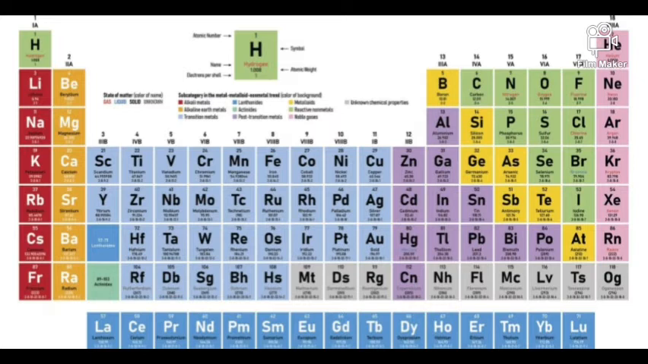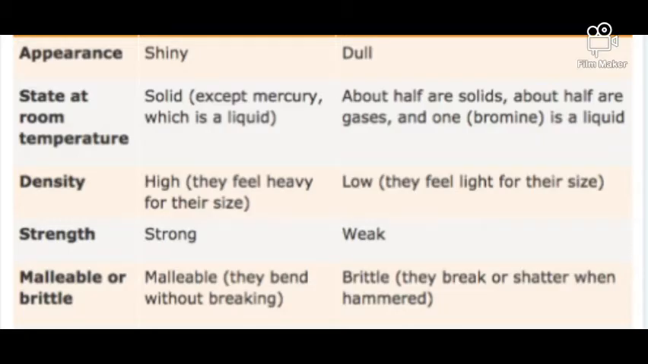Next, we learn about the properties of metals and non-metals. So now let us see about the properties. First is appearance. Metals are always shiny. Non-metals are lustrous or dull.